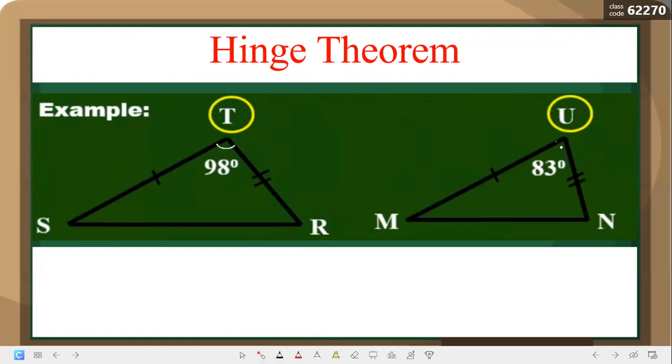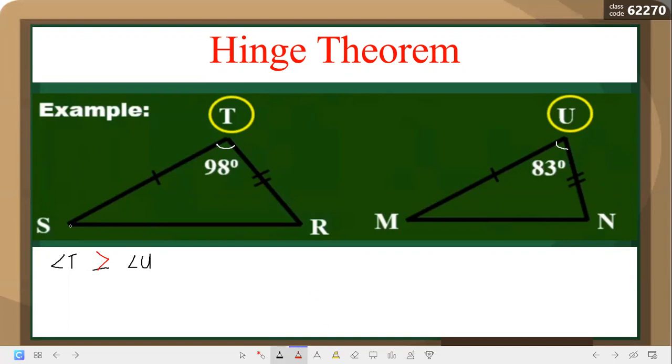So if we're going to compare angle T and angle U, which will be greater or larger? Definitely, since this one is 98 and the other is 83, therefore, angle T is greater than angle U.